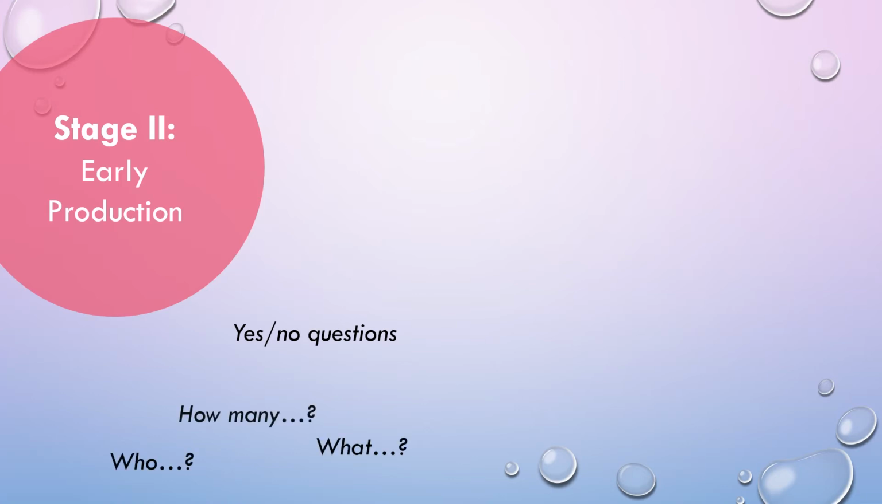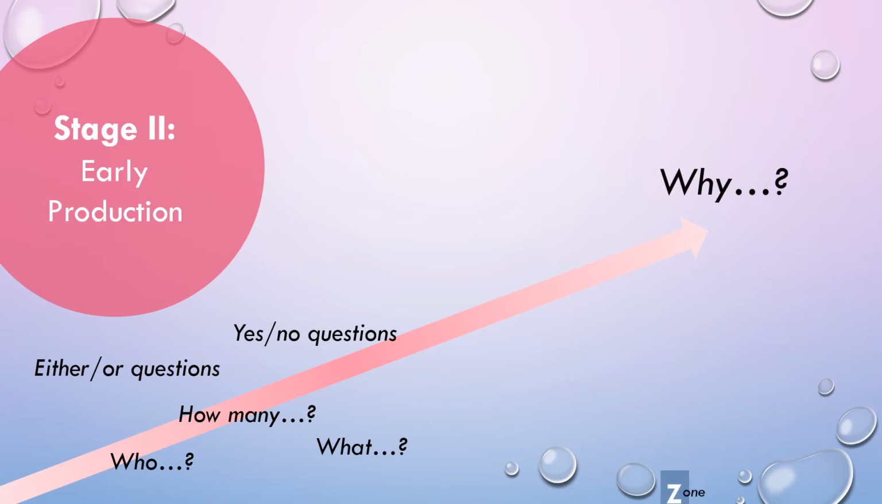Let's look at stage 2, early production. Teachers can ask questions that students can answer with one-word responses. Yes, no questions, who or what questions, how many, either or questions. And again, we want to push students to the next level by asking other questions in stage 3, speech emergence.